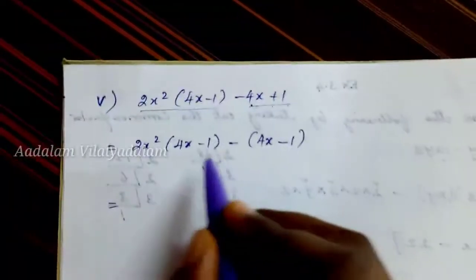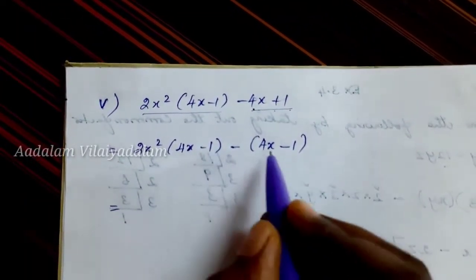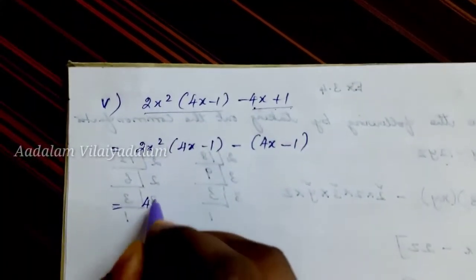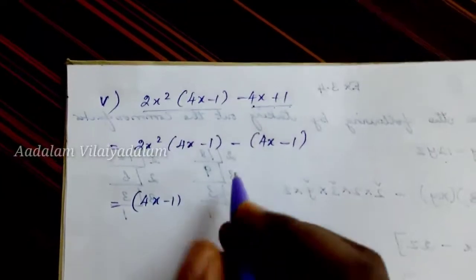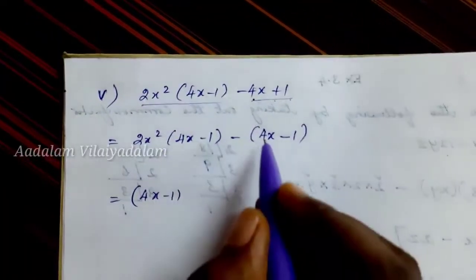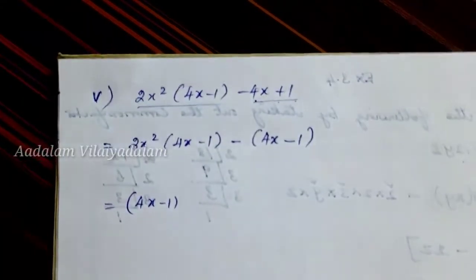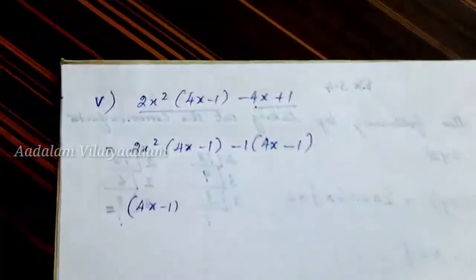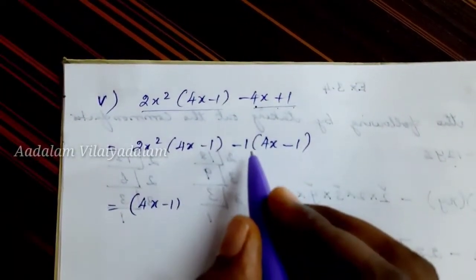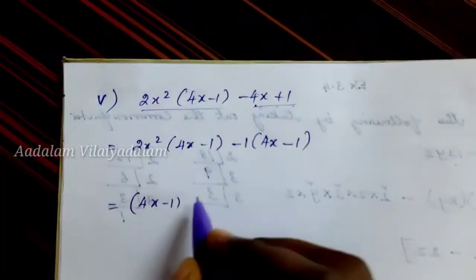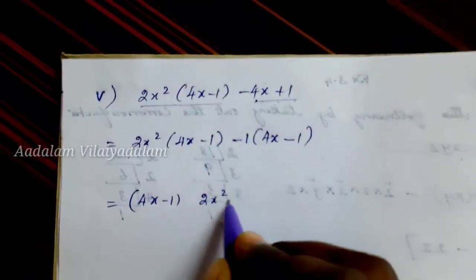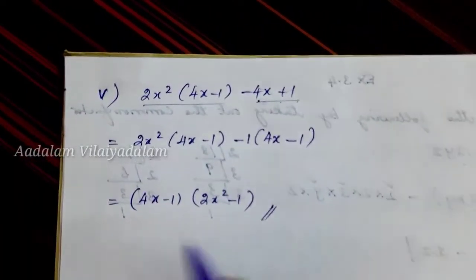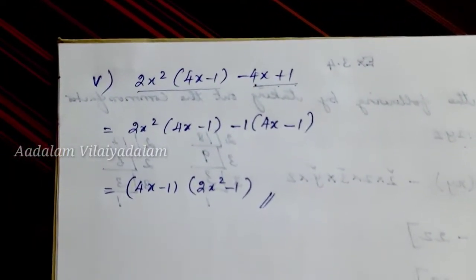So now let's take the 4x − 1, which is common for these two terms. So we can write 4x − 1, then the remaining value we can take out. I just forgot to say that here we are going to take the 1 as a common. So −1 we are just taking out as a common. Then we will be getting 2x² − 1 as the remaining term. So this is the answer for this fifth subdivision.